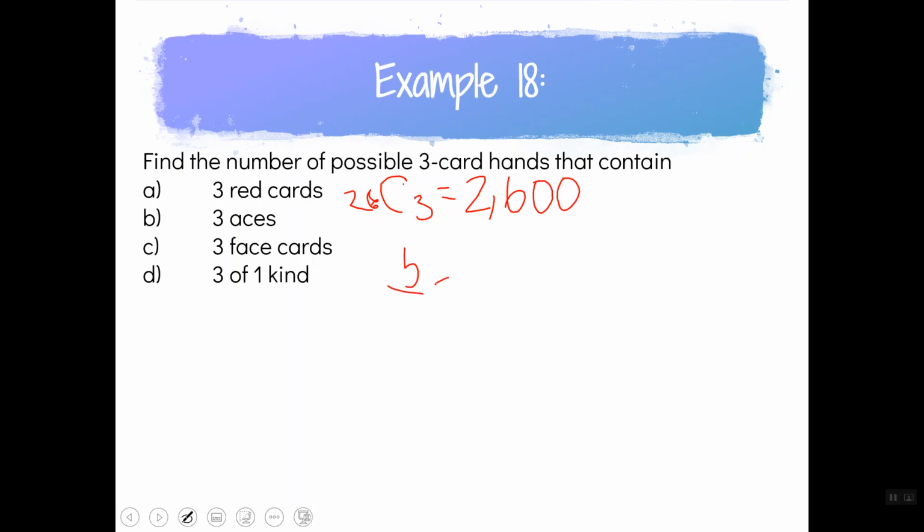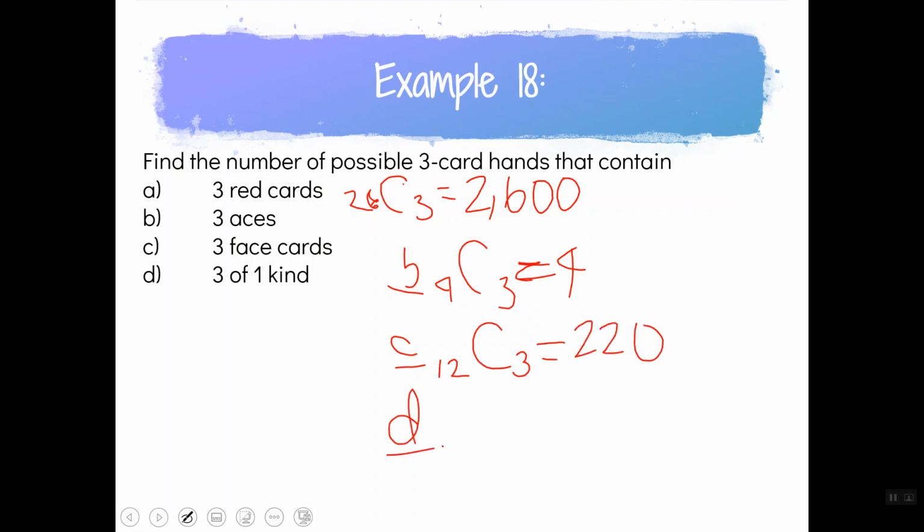For part B, 3 aces. Well, there's 4 aces in a deck, and you're picking 3. For part C, 3 face cards. There are 12 face cards in a deck, and you're picking 3. And for D, this kind of has 2 parts. It's 3 of one kind. So out of the 13 different kinds of cards there are, you're picking one. And from those 4 cards, the 4 kings or 4 queens, you're picking 3 of those.